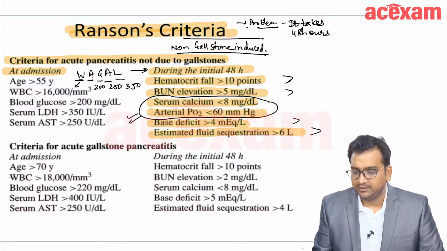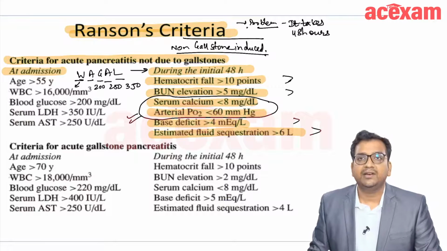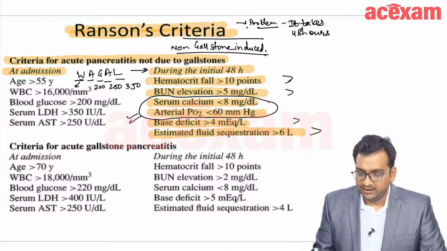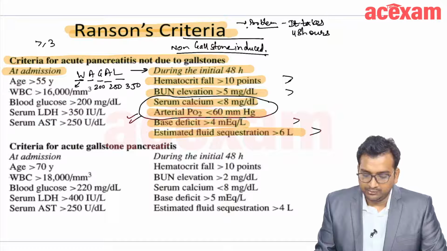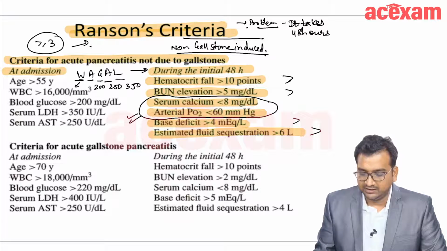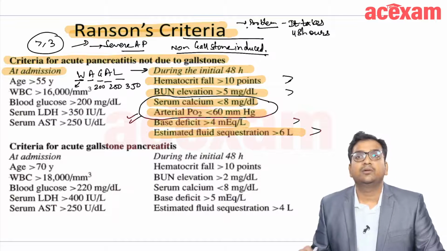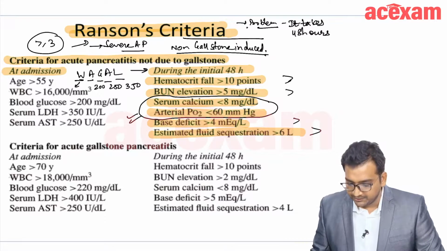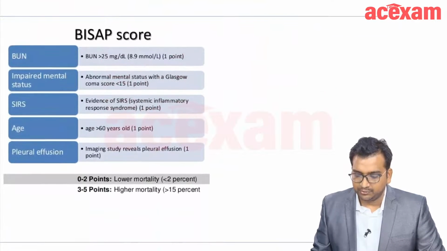Okay, to reach a final Ransom's criteria. And if there are more than or equal to 3 Ransom criteria, this indicates severe acute pancreatitis. Okay. Now, there is another important score, the BISAP score.